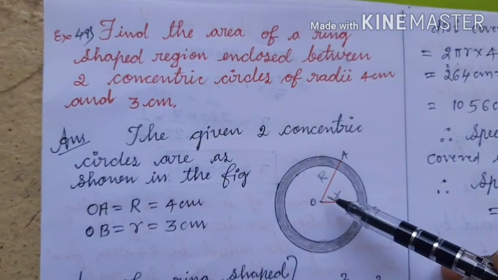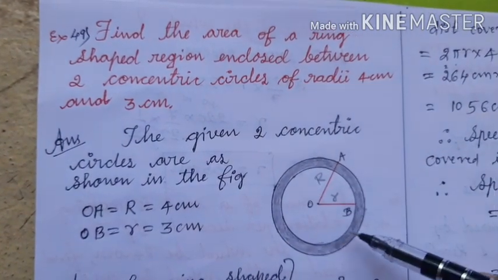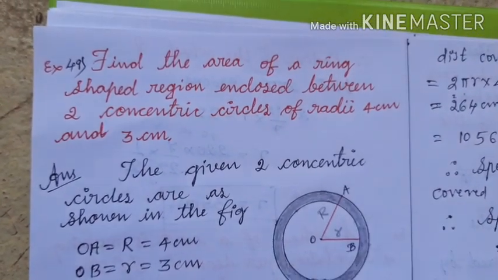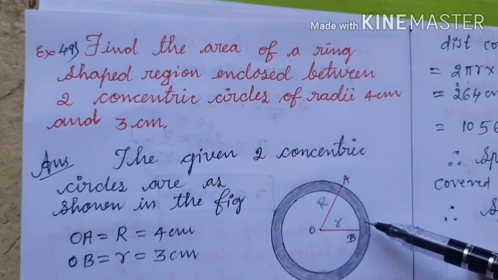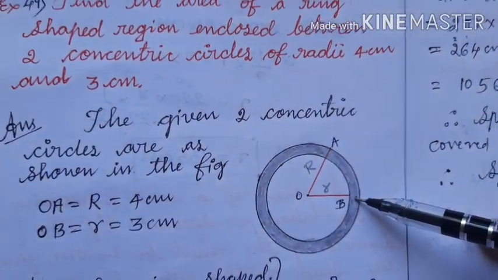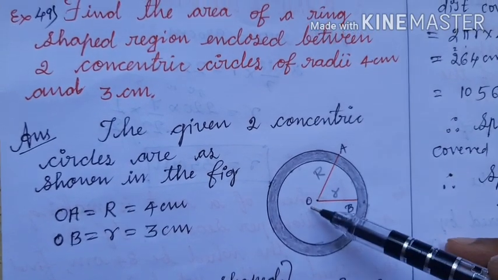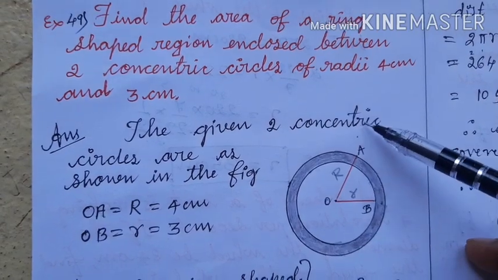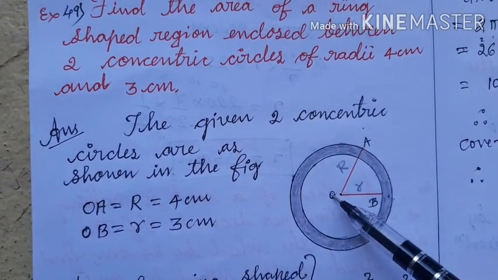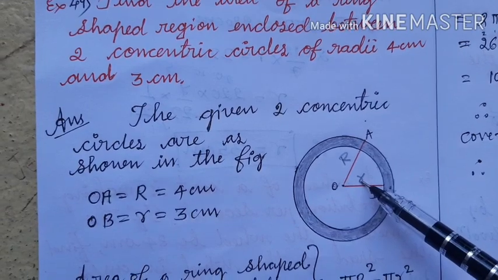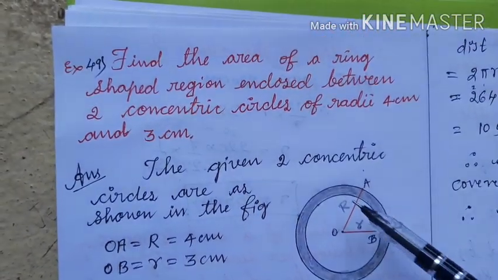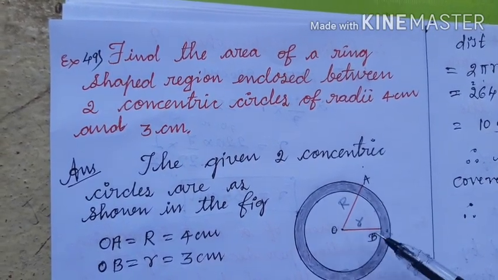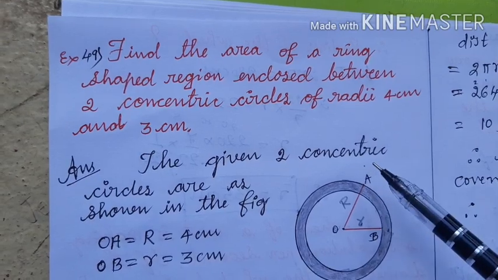Okay, so I need to find the area of this region which is enclosed between the two concentric circles. Okay, but how to find out? See, first find the area of the circle with the radius OA minus the area of the circle with radius OB, right? Then we will find the area of a ring shaped region enclosed between the two concentric circles with radius OB and with radius OA.